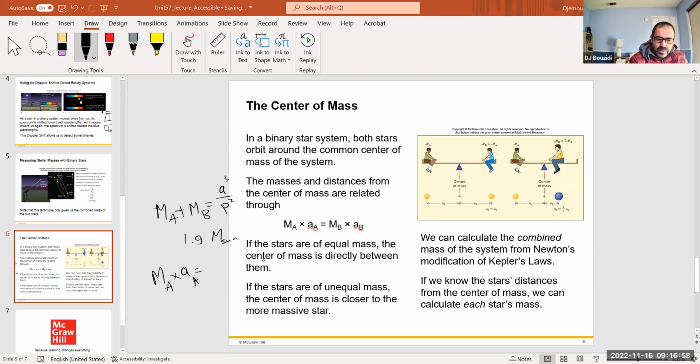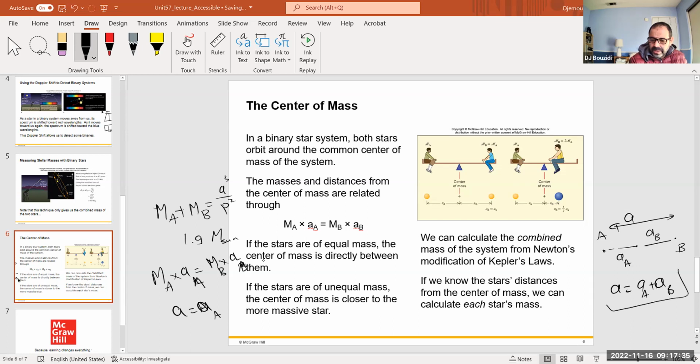common center must be equal to, this is how you find the center of mass, by the way, between any two objects, the mass of the second star times the same distance between the other two. And again, remember the A is just the sum of these two A's. A is how far star A is from the common center. So this is star A, and this is star B, and this is what I mean by AB, and this is what I mean by AA. The sum of these two is the distance that separates the two stars, A. So A is AA plus AB.